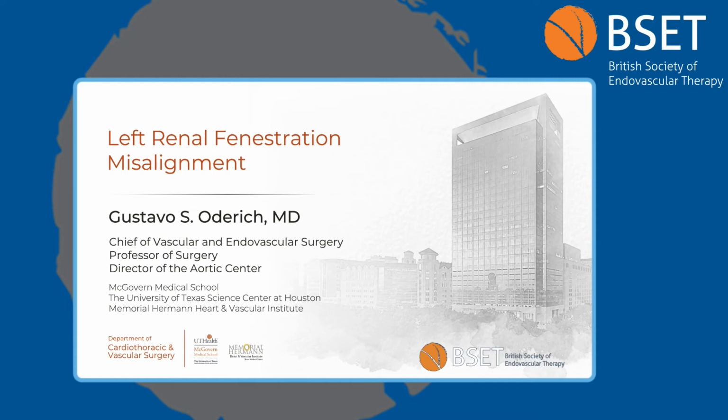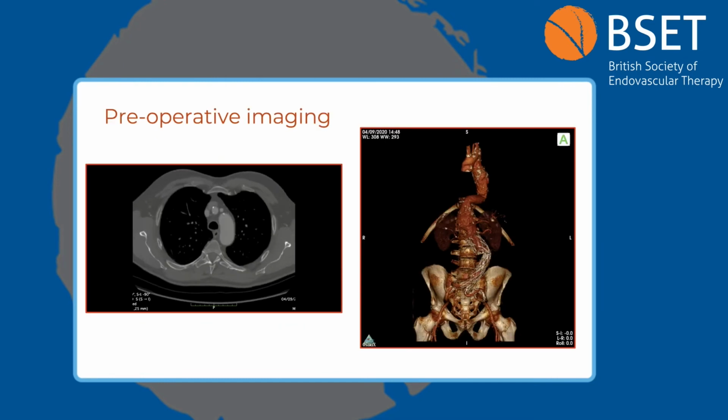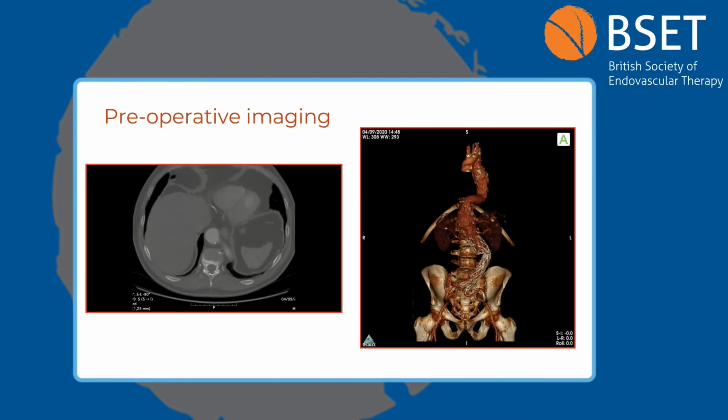It's a renal artery fenestration misalignment. Briefly to talk about the patient, this is a 65-year-old male. He is very conscious about his body and is physically very fit. He underwent a previous endovascular repair using an Endologix device at one of the Houston institutions, and he was referred to me when I was at the Mayo Clinic, and then he followed me. He had a multifocal thoracoabdominal aneurysm, as you'll see, with an intervening segment of relatively normal diameter aorta.